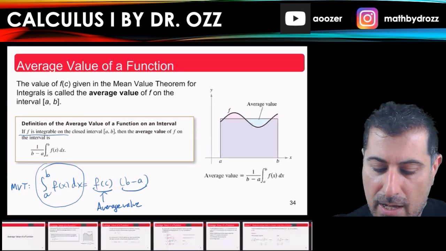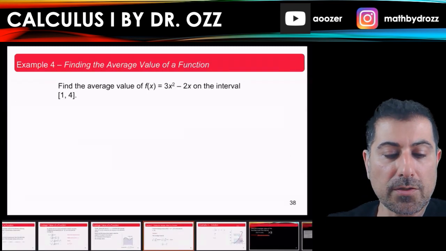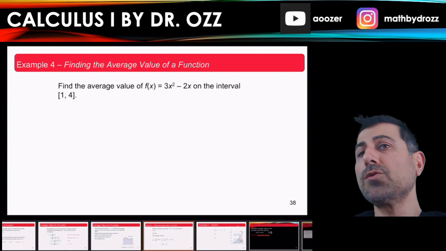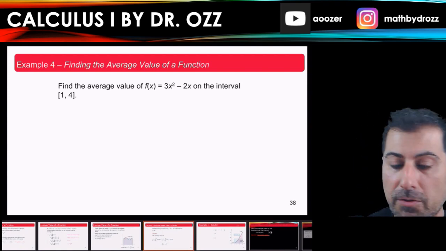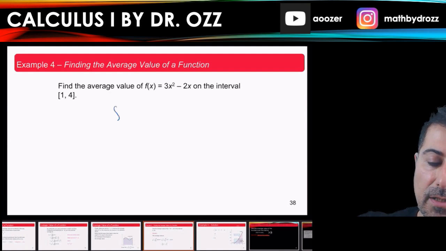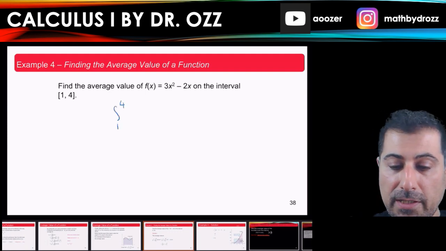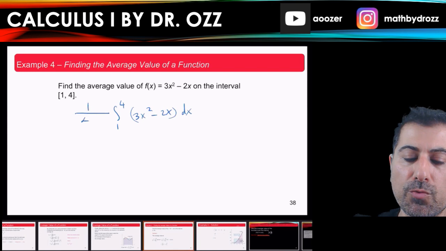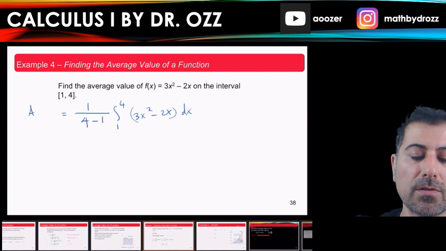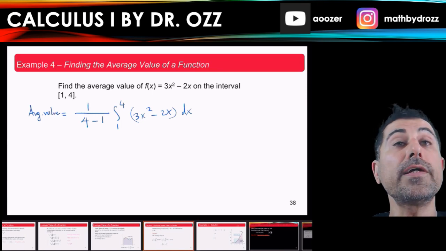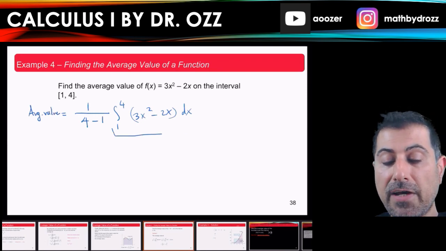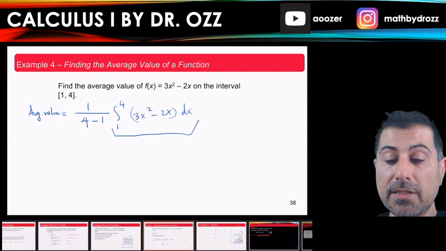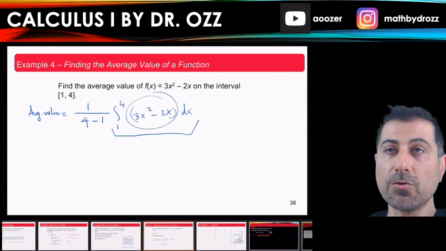So why don't we go ahead and solve an example here. The question is asking to find the average value of the function 3x squared minus 2x over the interval 1 and 4. Well, let's go ahead and find it. First of all, we need this definite integral evaluated, 3x squared minus 2x dx, and I'm going to multiply that by 1 over 4 minus 1. So average value, right? All I need is the evaluation of this integral, so I'm going to need an antiderivative of this piece here. We're going to use the power rule for integration.